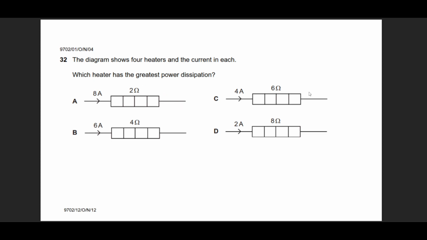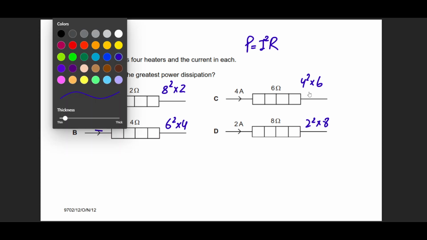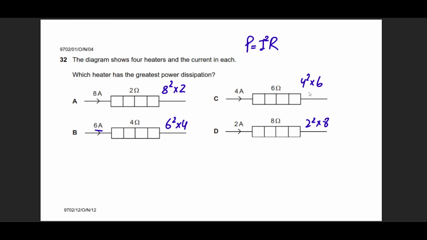We can't do that. So, if we remember the formula of current and resistance, that is I square R, I can simply straight away calculate this being 8 square multiplied by 2, this being 4 square multiplied by 6, this being current, which is 6, of course, 6 square multiplied by 4, and 2 square multiplied by 8. You can try this on the calculator. The first part comes out as 128 watts. Part B comes out as 144 watts. Option C comes out as 96 watts. And option D comes out as 32 watts.